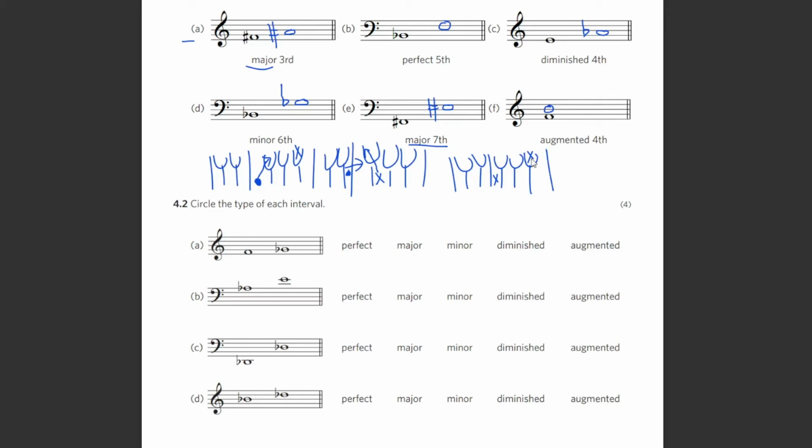So I want augmented, that means I need to make these two notes further apart by one semitone. I cannot move F, so I need to move B. So I'll move it here so that they are one semitone further. So this is basically just B. So F to B is augmented fourth. Okay?